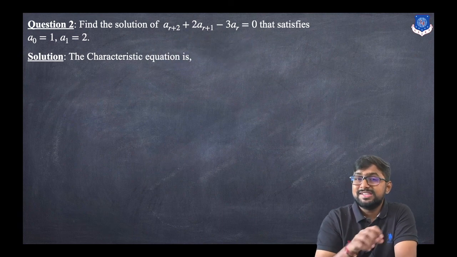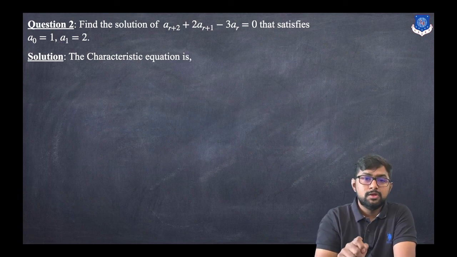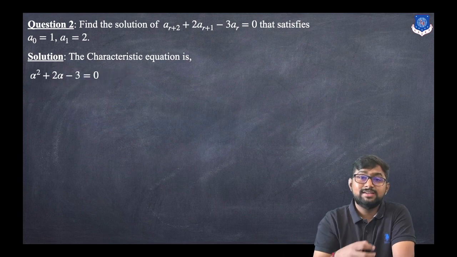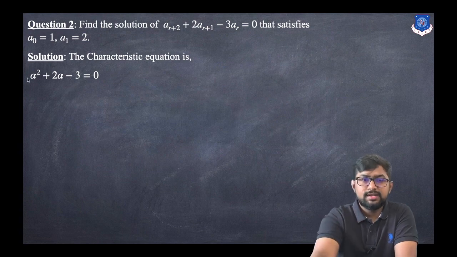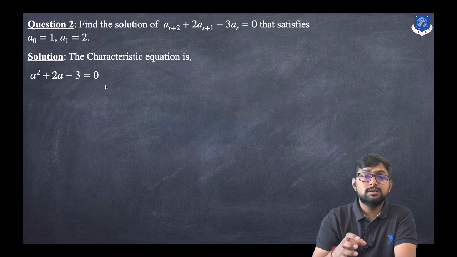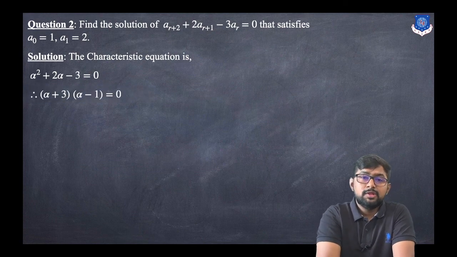Now here you can see the order of the equation, and also it is a homogeneous equation, so the order is 2. So the characteristic equation will start from alpha raised to 2, or alpha square. So that is alpha square plus 2 alpha minus 3 equals 0. Now again it is a quadratic equation, so we need to solve it. So what will be the roots of this equation?